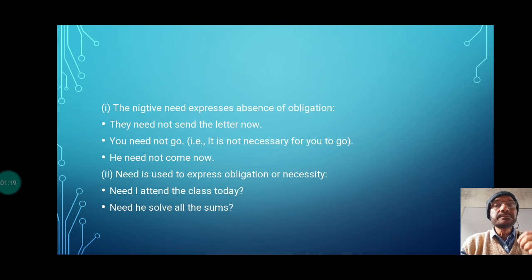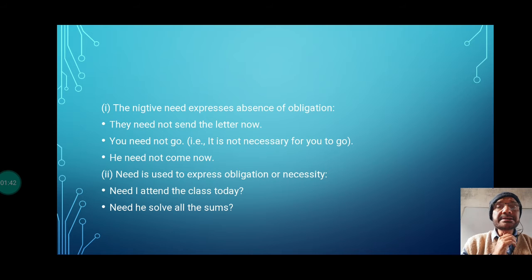Let's move on to a few other uses. The negative need expresses absence of obligation. They need not send a letter now. You need not go. He need not come now. But it's not necessary for him to come now, or it's not necessary for him to go now. So that's when we say need not, absence of obligation.